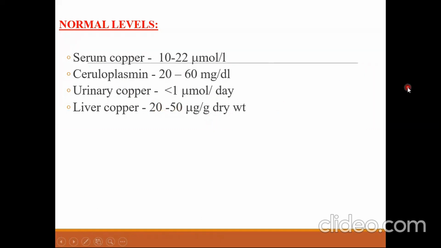So I'll repeat it once again. The normal level of serum copper is 10 to 22 micromoles per liter. Ceruloplasmin is 20 to 60 milligrams per deciliter, otherwise 200 to 600 milligrams per liter, and urinary copper is less than 1 micromole per day, and liver copper is 20 to 50 micrograms per gram of dry weight of liver.